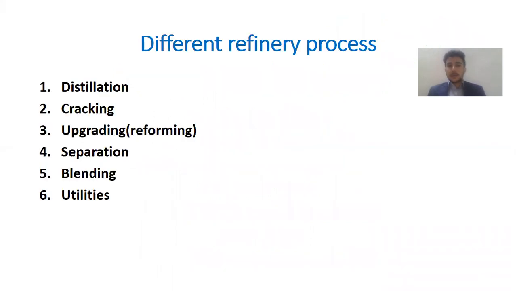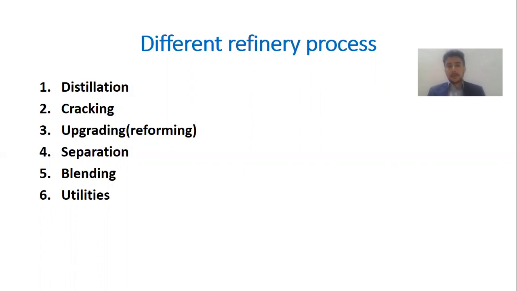So different refinery processes we have, as you know, we have many processes in the refinery unit. Here we have the six main processes in the refinery. So distillation is the first and the main process in the refinery. The first step in the refinery is, we can say, distillation, and then other processes come after the distillation process.